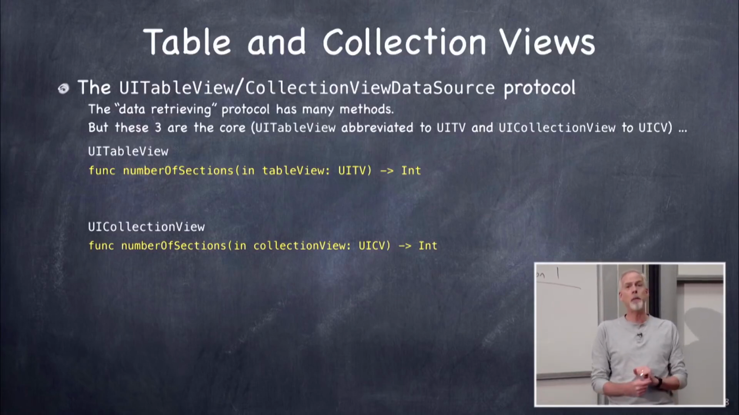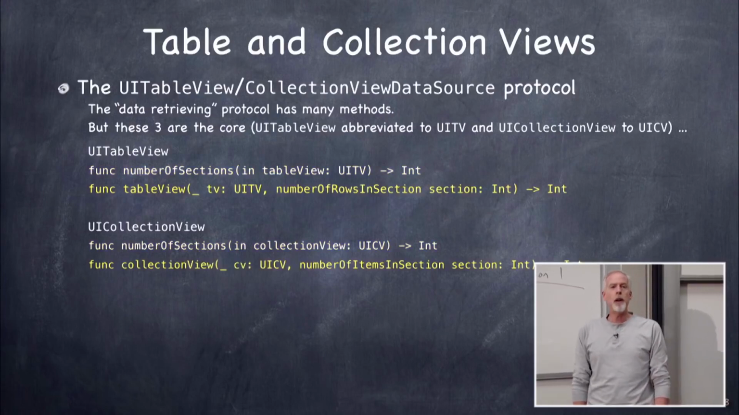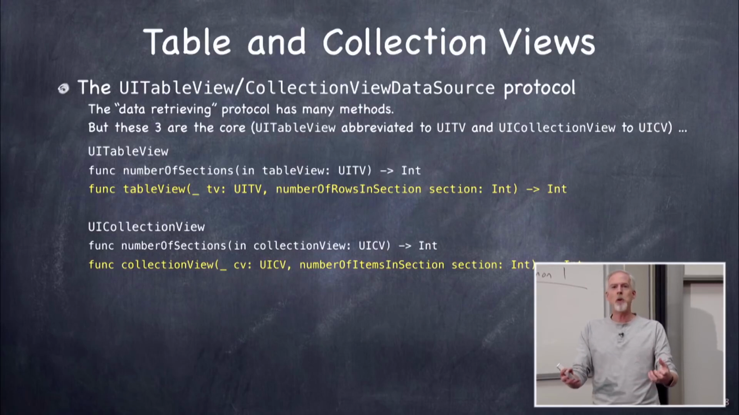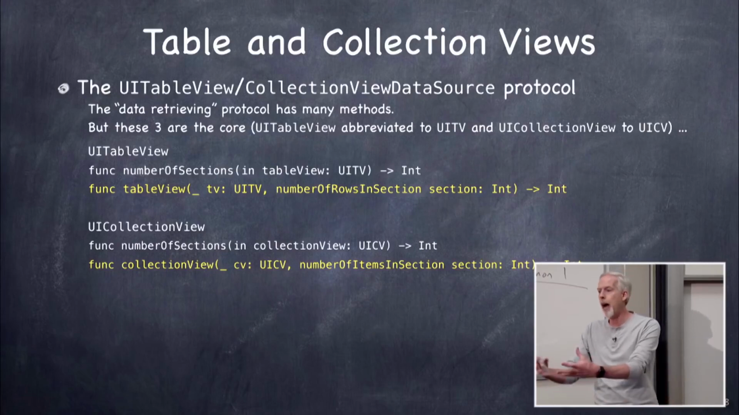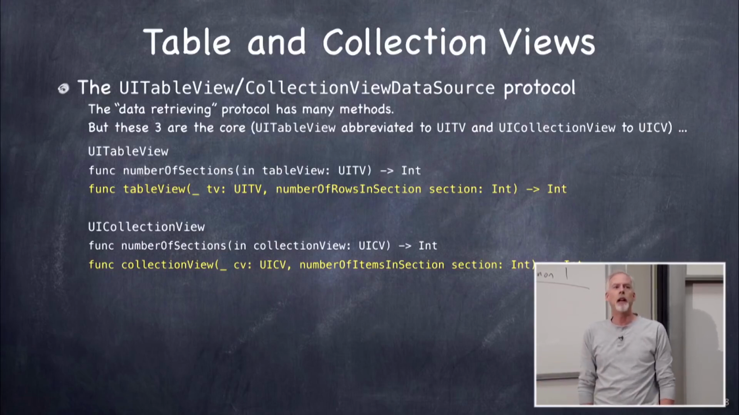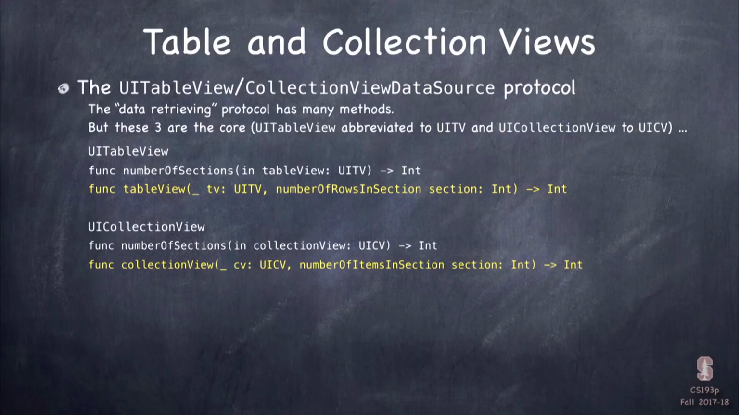In fact, if you don't implement this method, that'll be the answer: 1 section. Everything's in one big section, all right? Second one is, okay, how many rows in each section? So it's just going to ask you for every section, how many rows in this section, or in the collection view section, how many items are in this section? That's the next question I'm going to ask you. So these two make obvious sense.